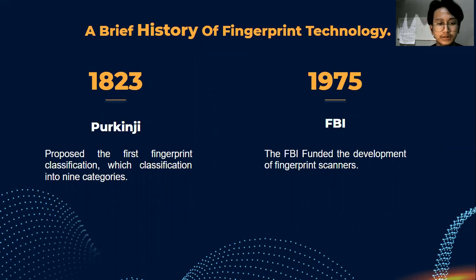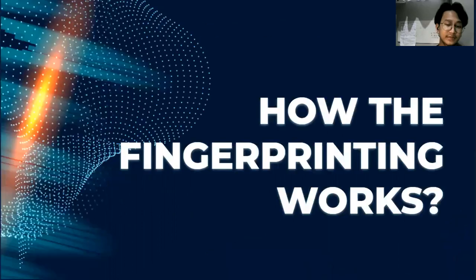And in 1823, Purkinje proposed the first fingerprint classification, which classification into 9 categories. And in 1975, the FBI funded the development of fingerprint scanners. Next.